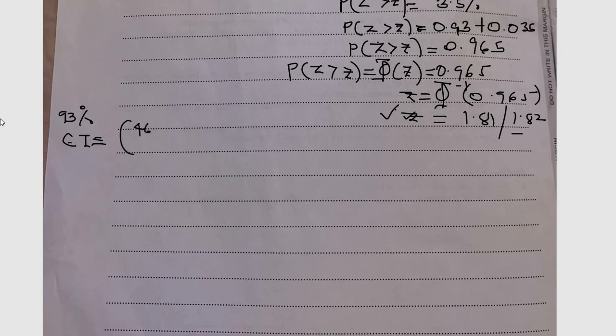So 93% confidence interval for proportion. P is 46 over 200 minus Z, 1.81, square root of PQ. P is 46 over 200. Q is 154 over 200. Remember I said PQ all over N. N is 200, comma.